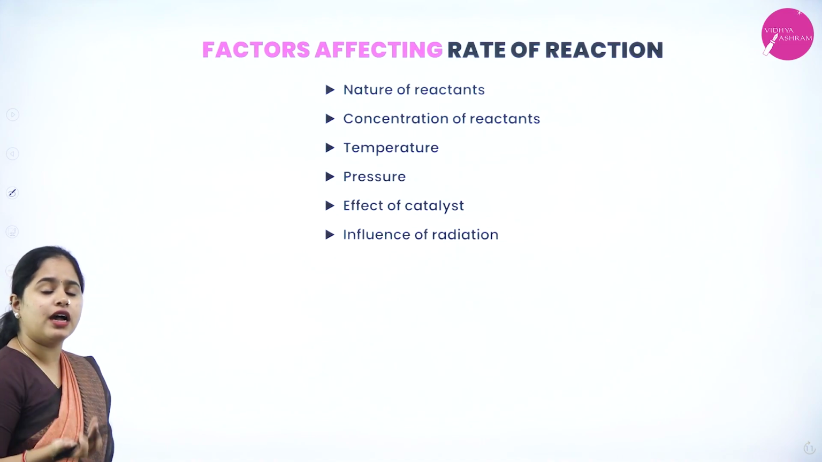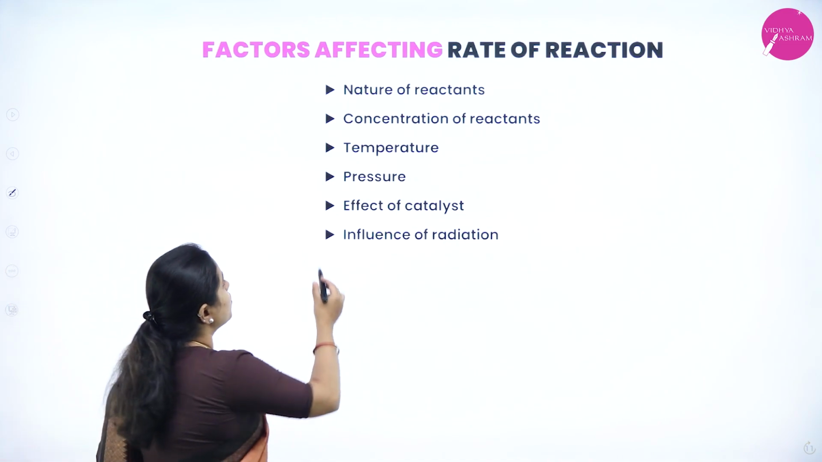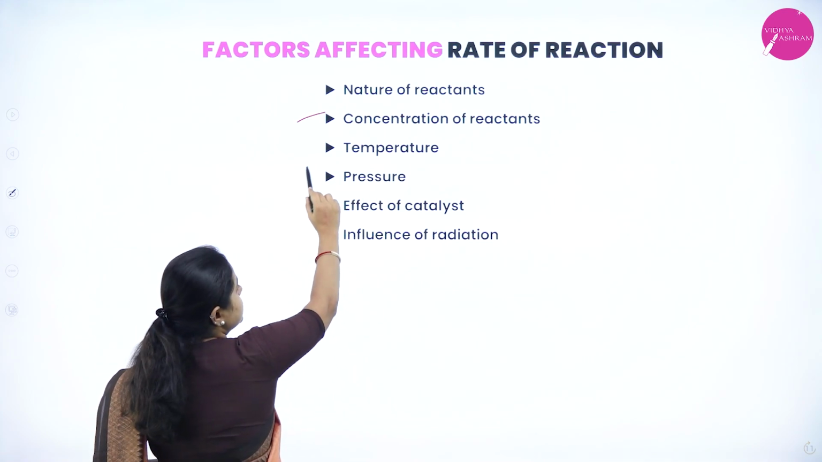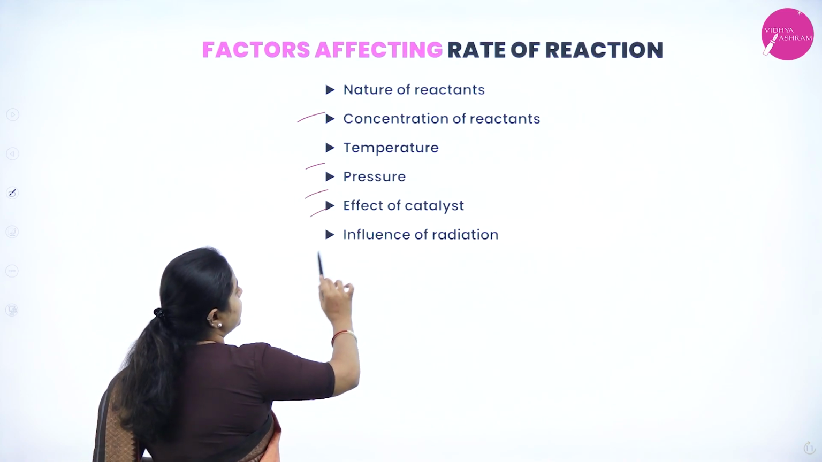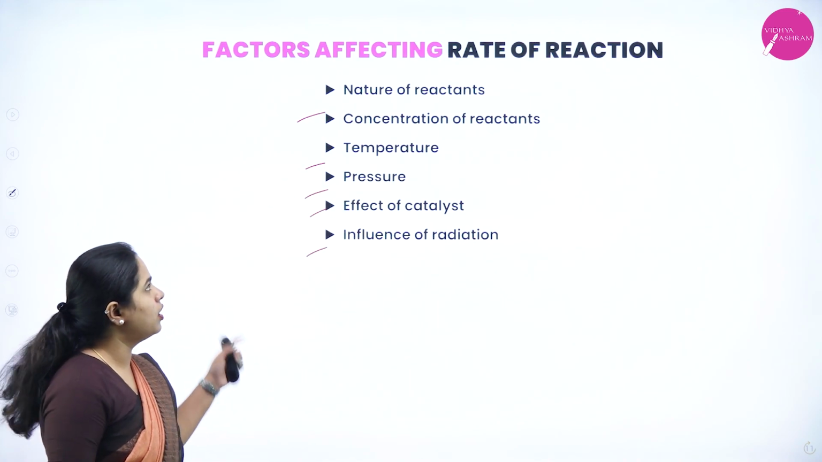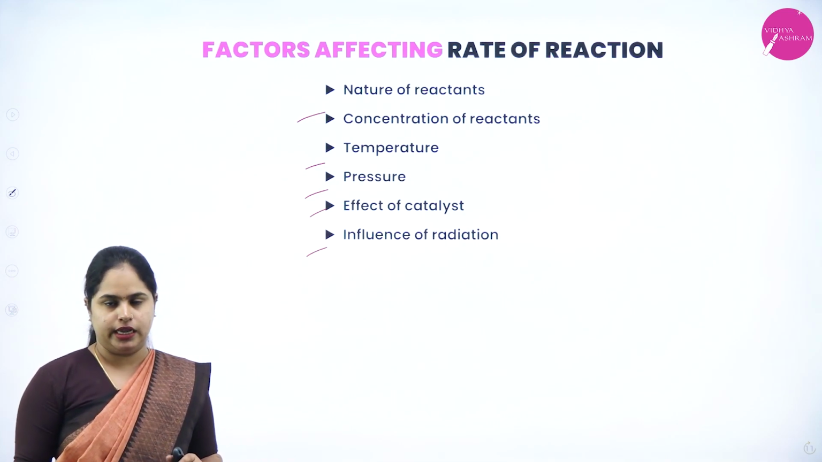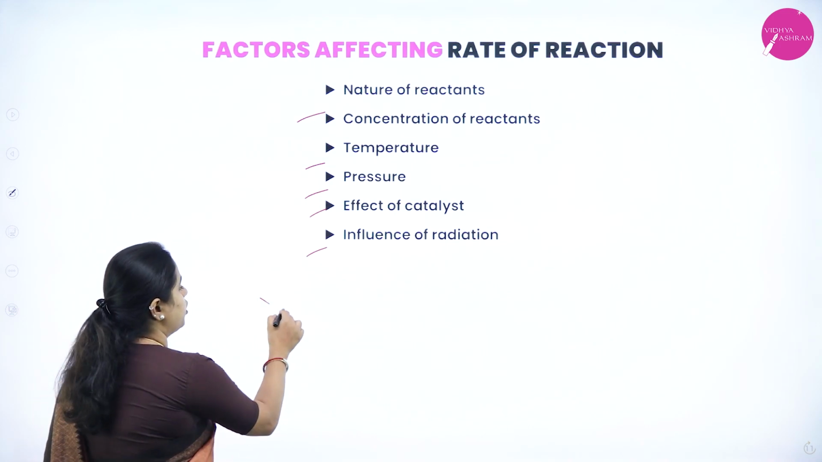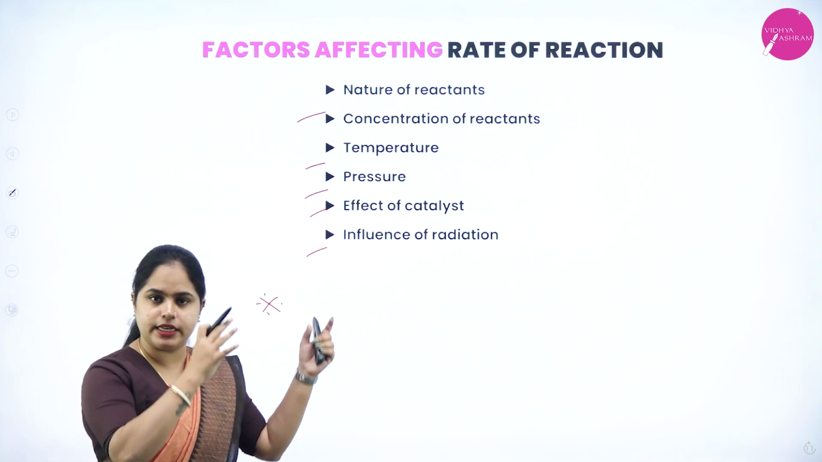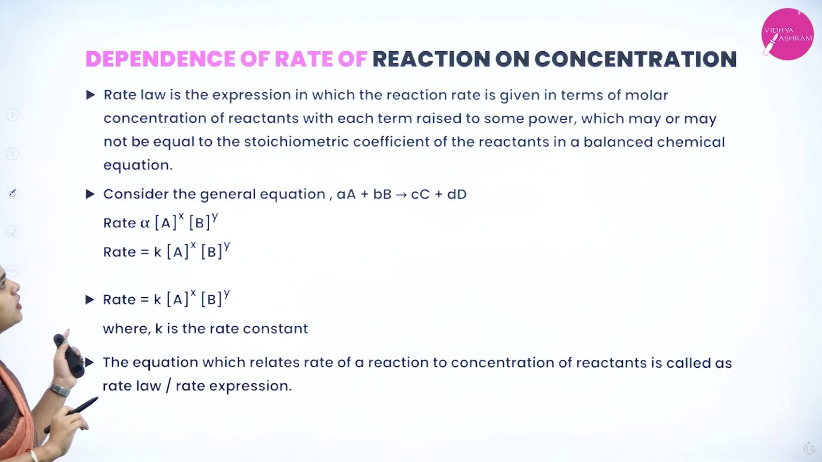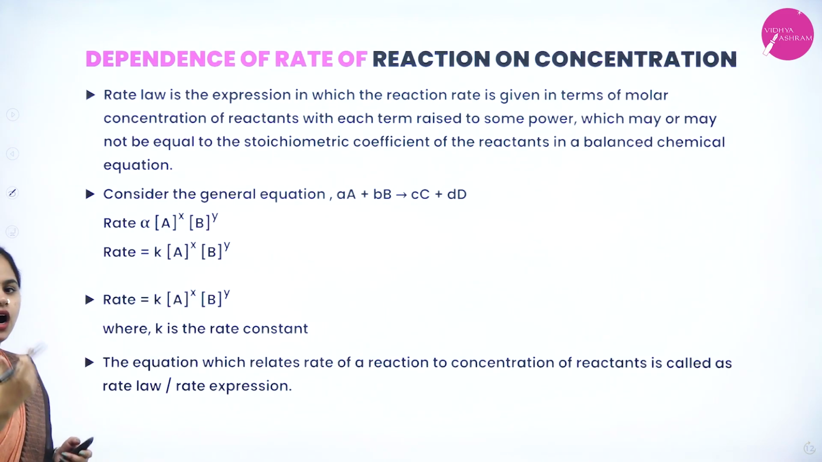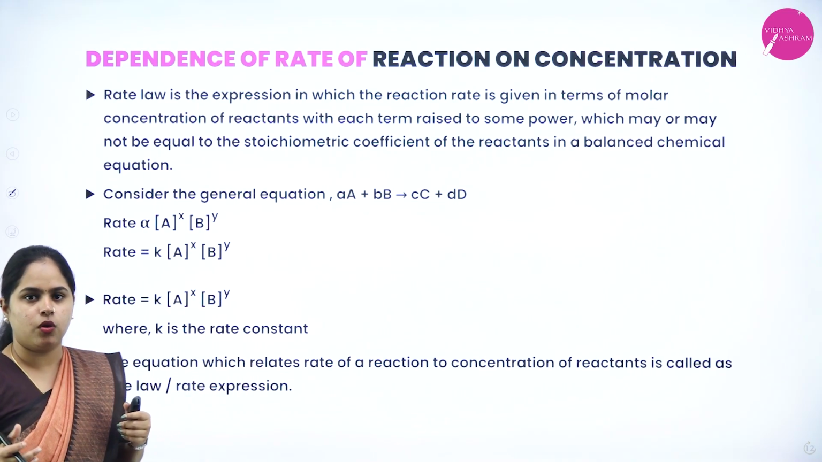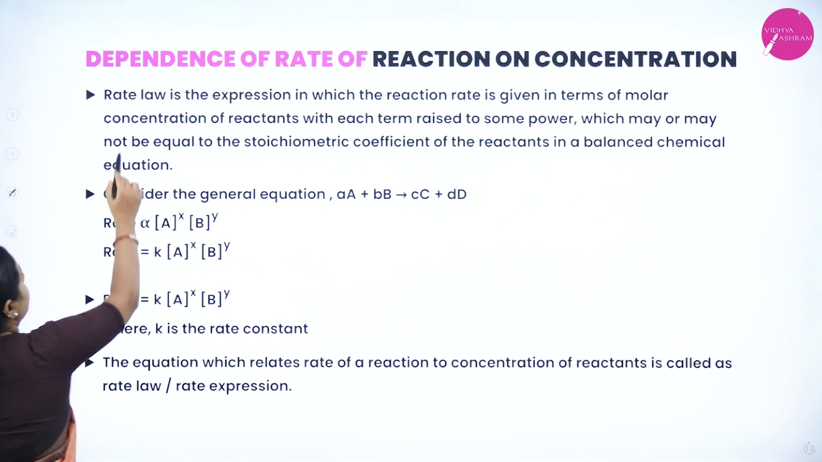Now moving on to the different factors on which the rate of reaction depends. The first one is nature of the reactants. The second one is concentration of reactants, then temperature, pressure, effect of catalyst, and influence of radiation. All of this we are going to study in detail in this chapter. You have to remember all these factors which affect the rate of reaction. So this is important. First let's see the dependence of rate of reaction on concentration, how a change in concentration affects the rate of reaction. So the rate law, which is important.